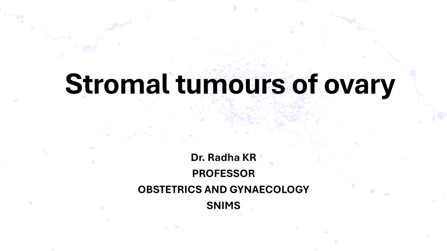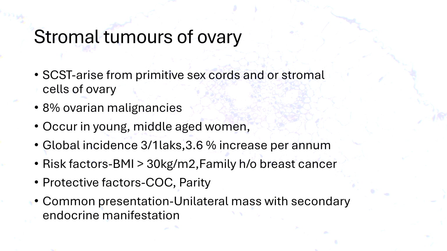In this session, I am going to talk on a rare variety of ovary neoplasm, namely stromal tumours of the ovary. They are also called sex cord stromal tumours or functioning ovarian tumors because most of them produce hormone, either estrogen or progesterone. Sex cord stromal tumors arise from primitive sex cords and/or stromal cells of the ovary.